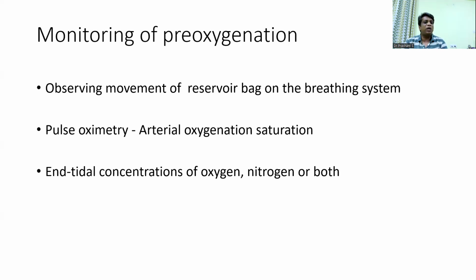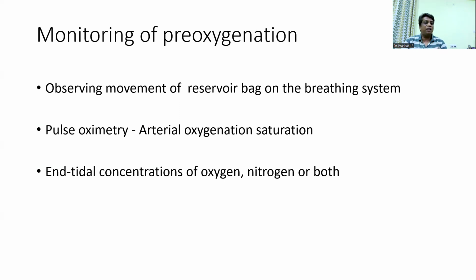So how am I supposed to monitor all these things? The simplest and the basic one is to observe the movement of the reservoir bag, whether the patient is breathing, and the bag is moving along with each breath. That means there is no airway obstruction. So whatever gas flow we are giving is reaching the lung, and the same gas is coming back to the reservoir bag. So whatever 100% oxygen is being given by the machine is being delivered at the alveolar level.